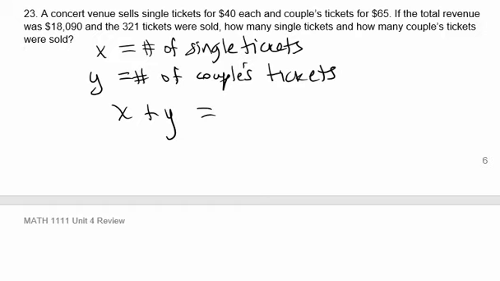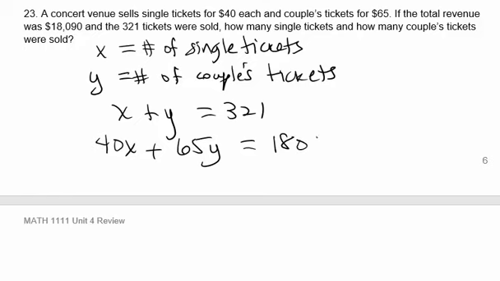Okay, we know altogether, x plus y, there were 321 tickets sold. Well, if single tickets cost $40 and they've sold x of them, then the revenue they've brought in from those tickets is 40 times x. Okay, plus, if couples tickets are $65 each and there's y of them that are sold, then this is 65y and is equal to the total revenue, $18,090.